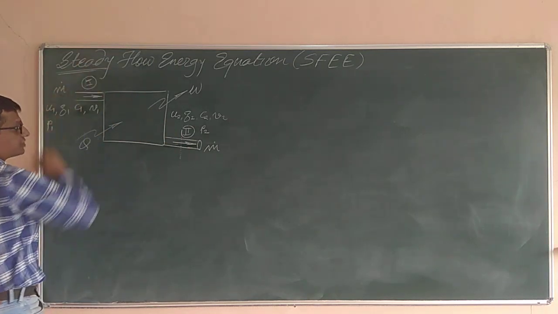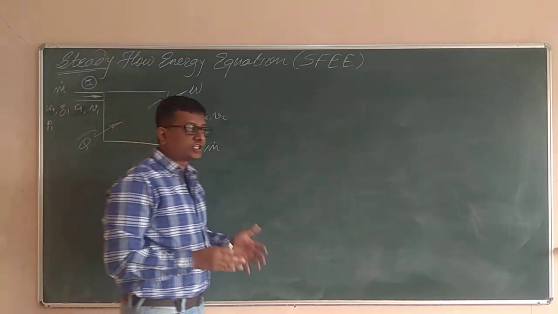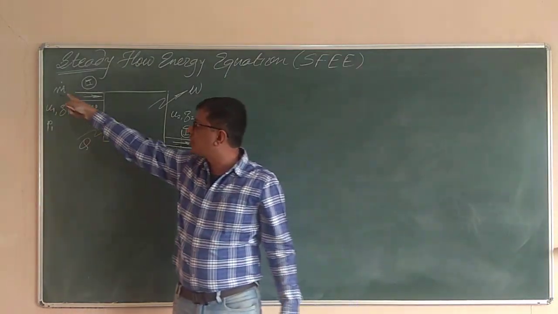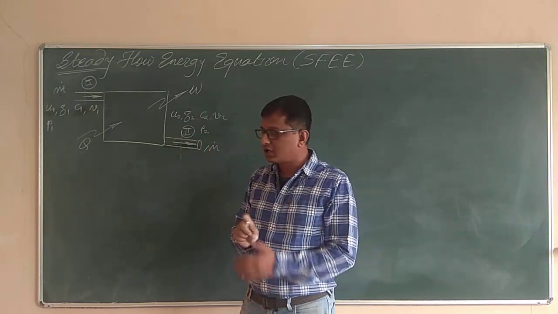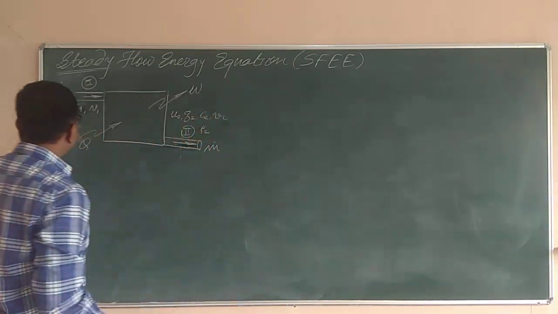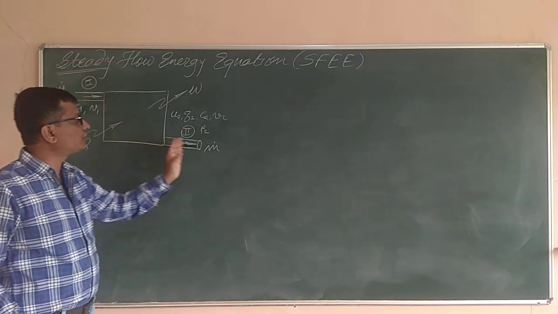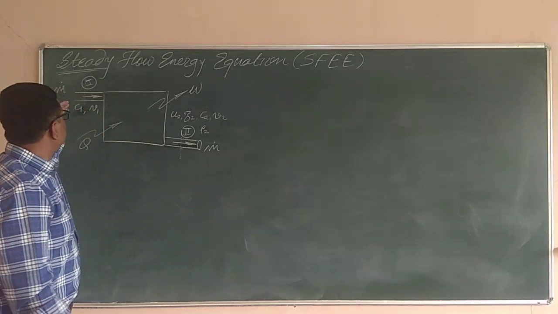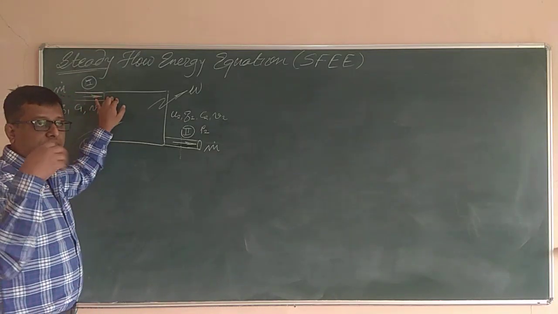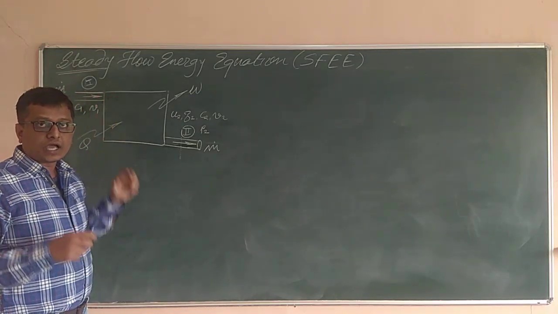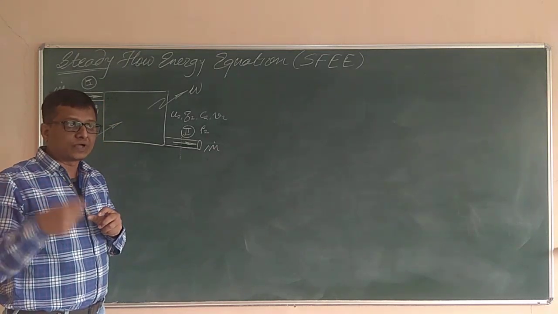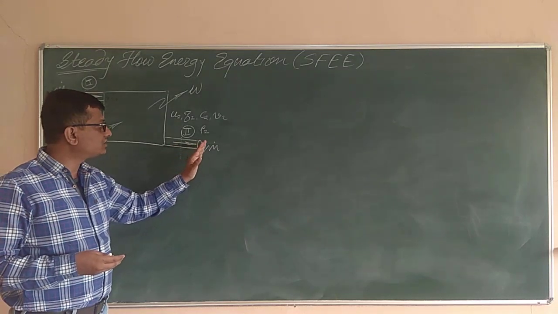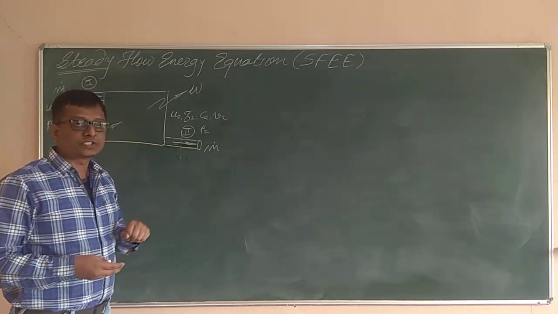Steady means what? It is stable, no property changes with respect to time. In case the mass flow rate going in is not equal to the mass flow rate going out, it means, for example, that if the mass flow rate coming in is about 10 kg per second, that is, every second 10 kg of fluid is coming in, and the mass flow rate going out is, say, 8 kg per second.